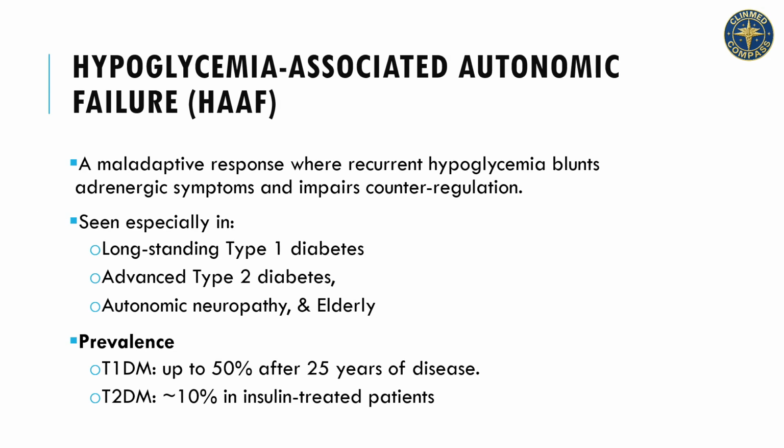Briefly on hypoglycemia-associated autonomic failure. It is a maladaptive condition in which recurrent hypoglycemia leads to blunted adrenergic warning signs and impaired counter-regulatory responses. It is most commonly seen in long-standing type 1 diabetes mellitus, advanced type 2 diabetes on insulin, patients with autonomic neuropathy, and the elderly. In type 1 diabetes, its prevalence can reach up to 50% after 25 years of disease, while in insulin-treated type 2 diabetes, it is seen in approximately 10% of patients.